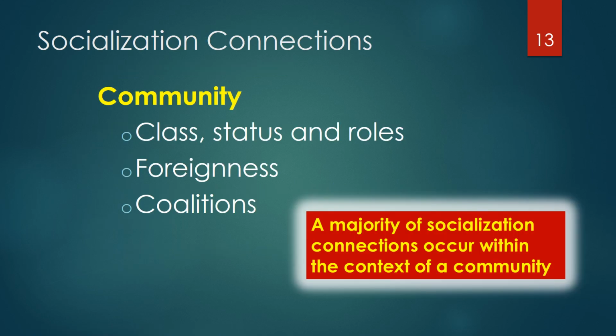There are several ways individuals make socialization connections or interact with each other. A majority of those connections occur within the context of a community. For this session, we will discuss some general community concepts and their relationships to socialization, and then consider a few additional thoughts regarding class, status, and roles, the concept of community foreignness, and coalitions.